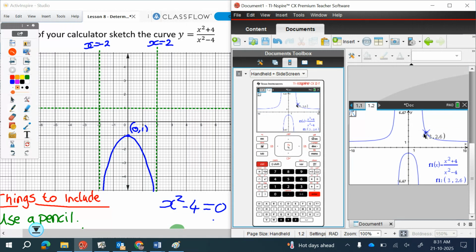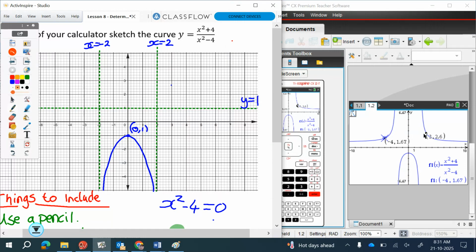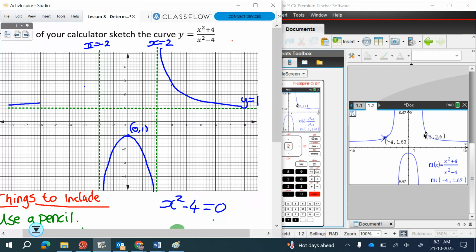I'm going to try over at the other side. I'm going to type in -4, see if that's a better number. Get one in over here. No, that's not a better number. So it's going to go through around about 3, 2.6 and -3, 2.6. These 2 points, I'm not going to label these. I'm just using them to help me get a good shape. And then my curve looks like this. So now I have a good shape. This is a good curve.